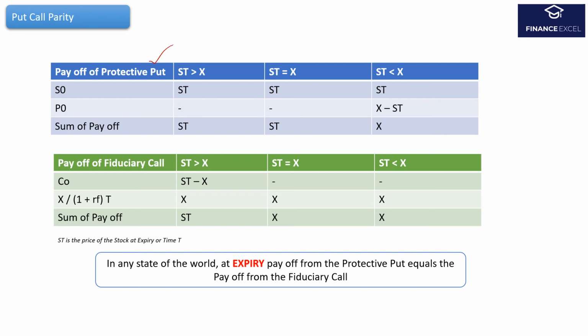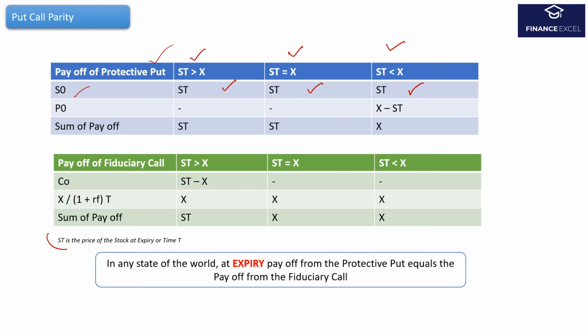So guys, there could be only three states of the world. Either the price of the underlying can be greater than the exercise price, or equal to the exercise price, or less than the exercise price, right? So if I had invested in the spot asset at time zero, it will give me the price of the spot asset at expiry, which we denote with ST. And this will hold true in all the three states of the world.